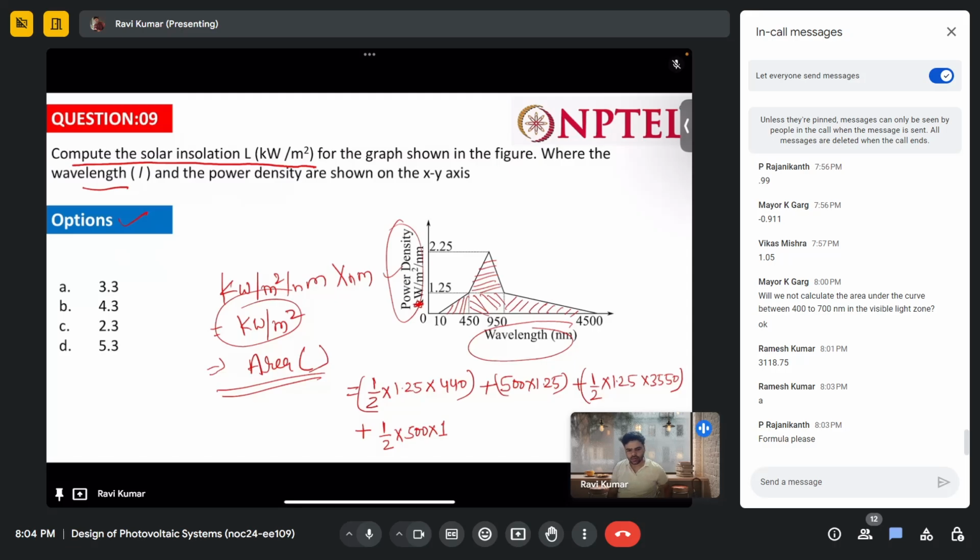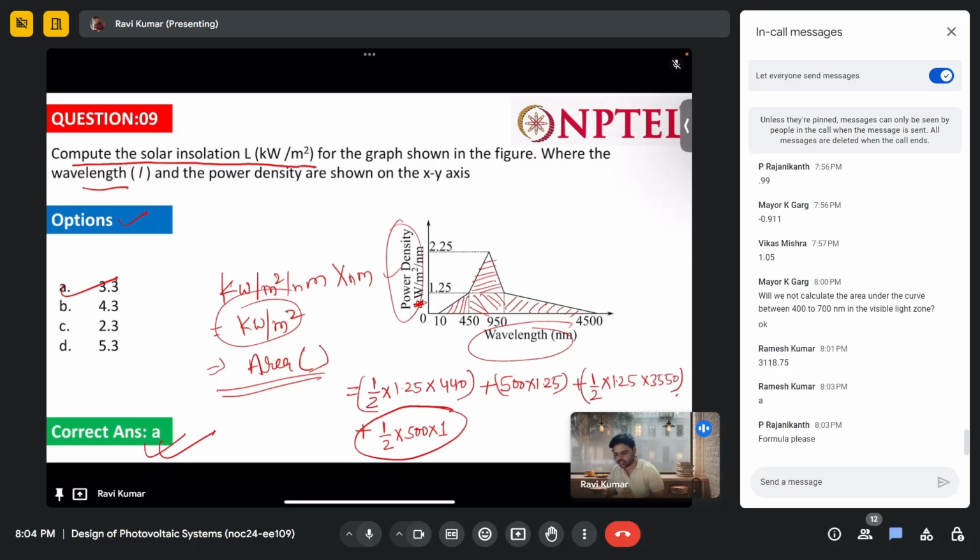And Ramesh, you forgot to take this term. You have calculated only till here. Yes, sir. After that, the final answer is 3.3. Yes, it is 3.3. The answer here is 3.3. You just need to take the area under the curve.